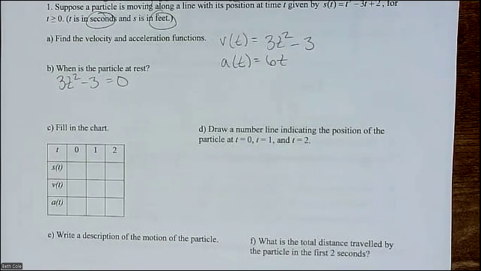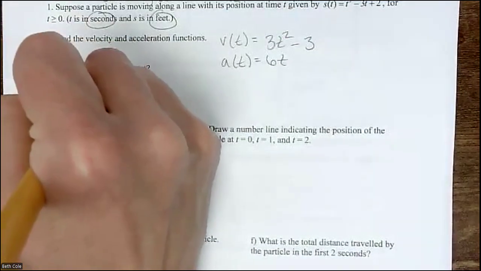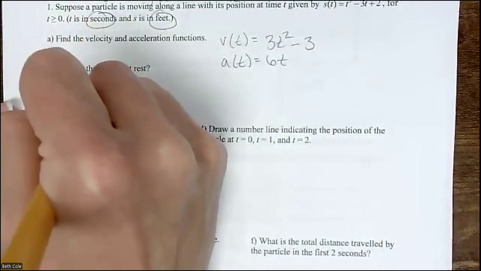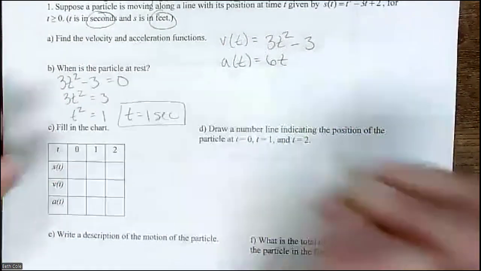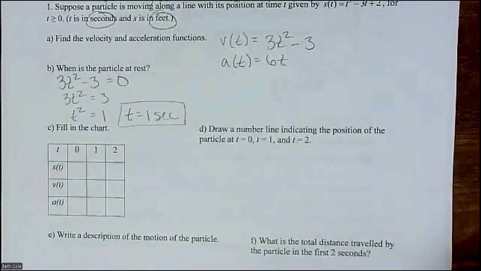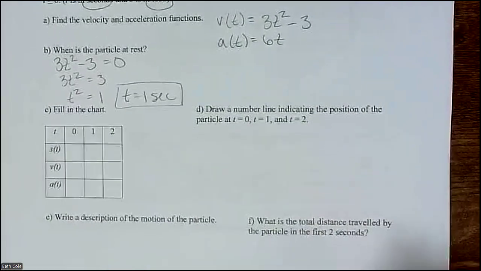So what would you do to both sides there? Add 3. Divide by 3. Square root. Time is 1 second. Technically, the square root of 1 is positive and negative 1. We just don't have negative time. Just throwing that out there in case you need to put a plus minus somewhere.